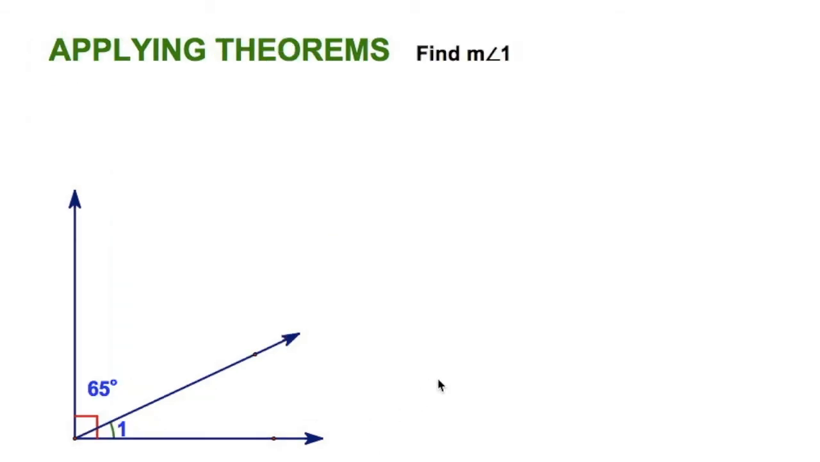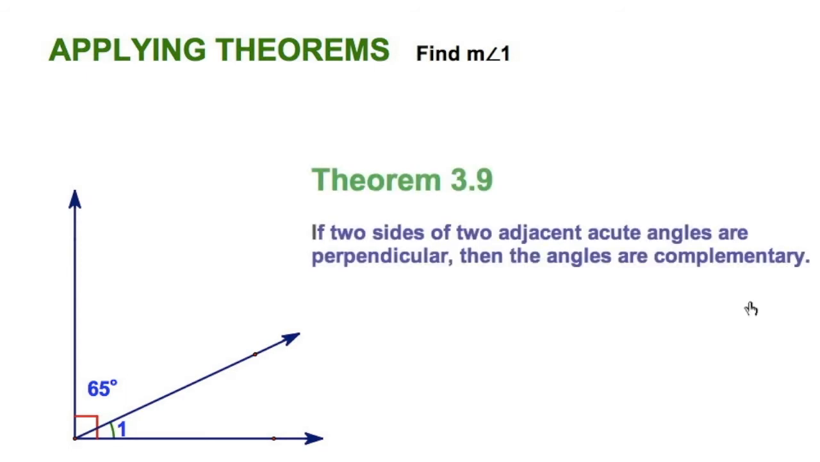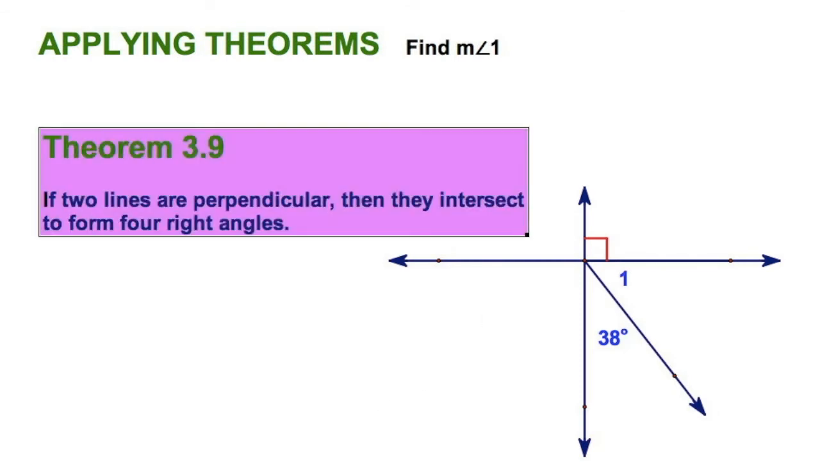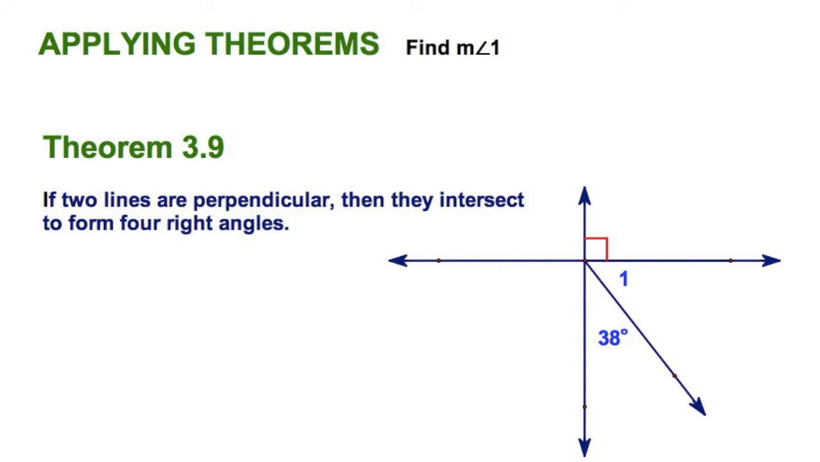How about number 5, applying the theorems. Again, we've got the same theorem. These two, I like to say, are complementary adjacent angles. I think that's a nicer way to say it, but to each their own. And of course, we could use that to solve for the measure of angle 1. These two angles would have to combine to make a right angle. How about 7? Well, we've got our perpendicular lines. They form 4 right angles. And of course, that one would be 52.